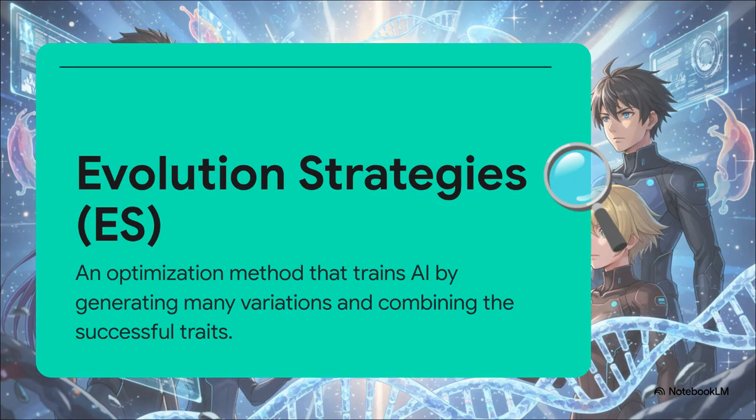Evolution strategies, or ES for short, is honestly beautiful in its simplicity. You just take your base AI model and you create thousands, maybe even millions, of slightly different versions. Think of them as mutations. Then you throw them all at the same task and see which ones perform the best. You take the successful traits from the top performers, combine them, and boom, that's your next generation. It's way less about precise calculation and way more about survival of the fittest.